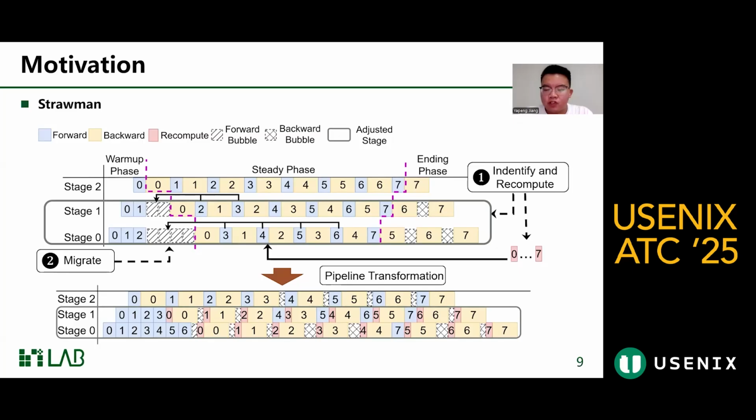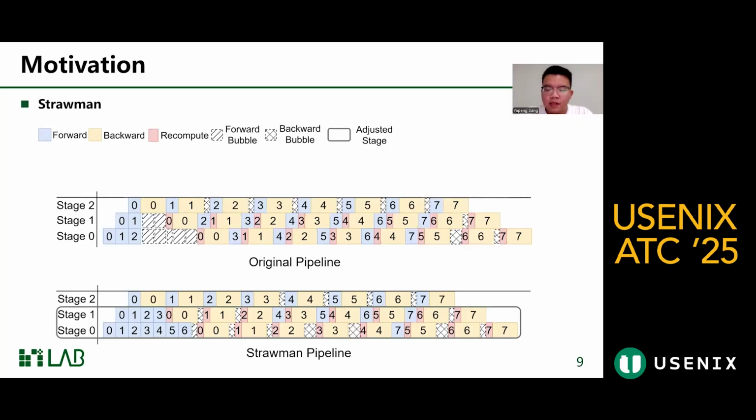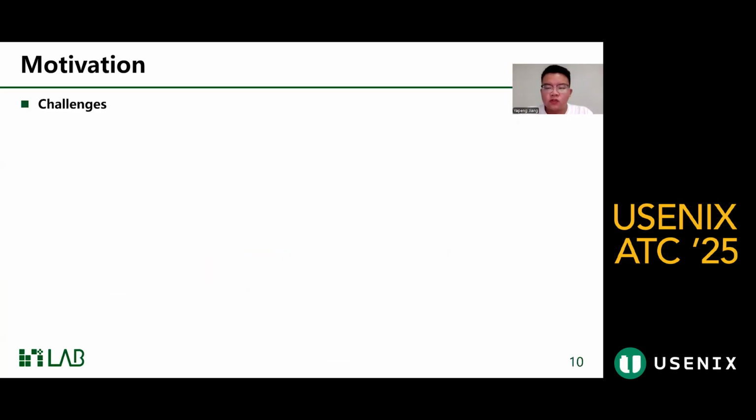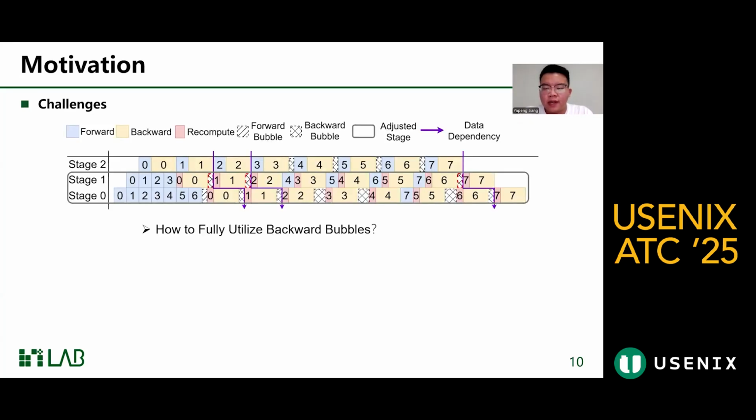The bottom graph shows the strawman pipeline. Compared to the original pipeline, the recomputation overhead, shown in gray lines, is successfully handled by the newly created backward bubbles, further reducing execution time. Although the strawman pipeline improves training efficiency by better handling recomputation overhead, it still faces three performance challenges.